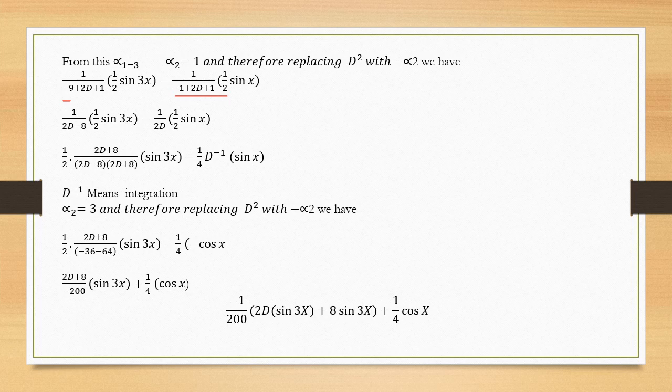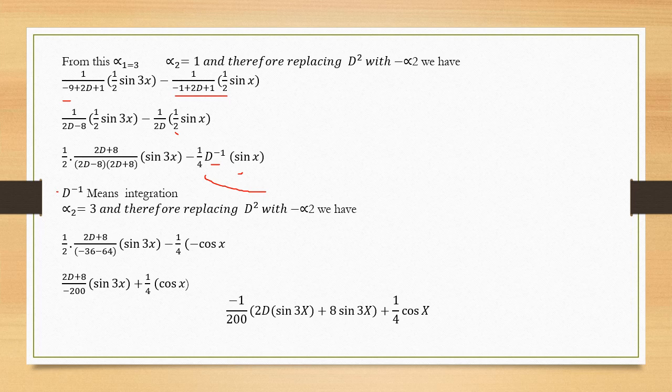Now here we are going to take a half outside, and then we remain with 2D plus 8, and then take the conjugate of 2D minus 8, which is 2D plus 8, sine of x. Then when we multiply this one, we get 1 over 4. Then when D moves up, we get the D inverse of sine of x. The D inverse here will mean the integration.